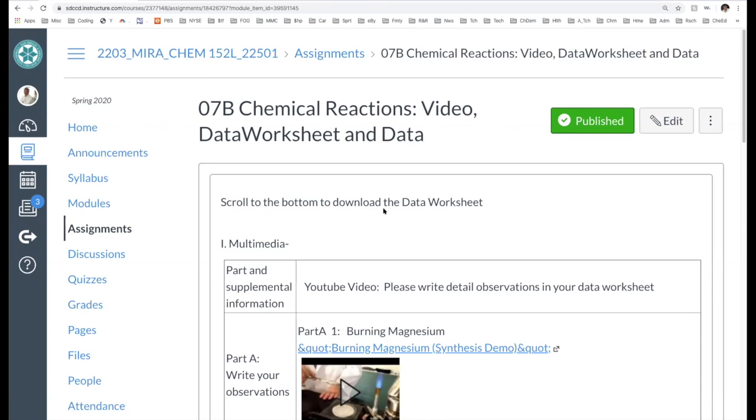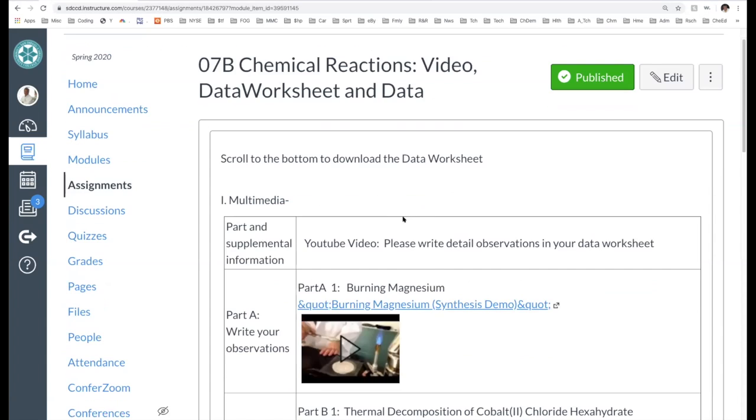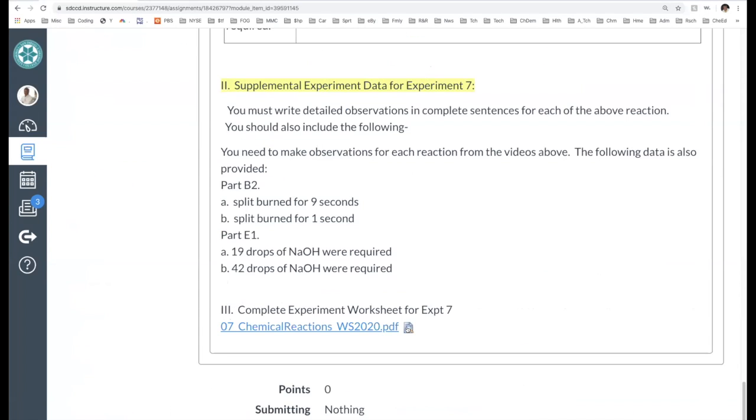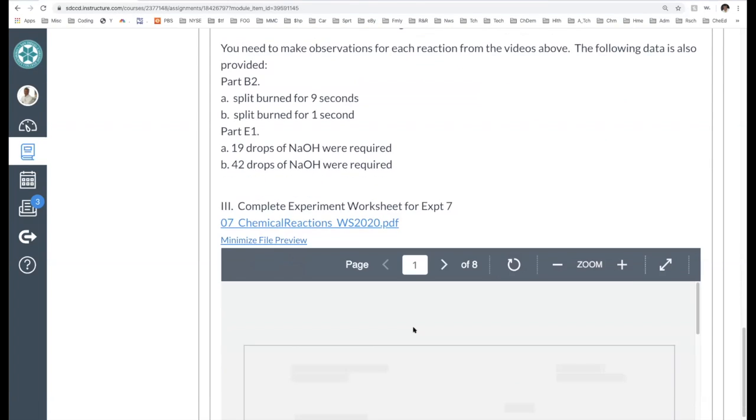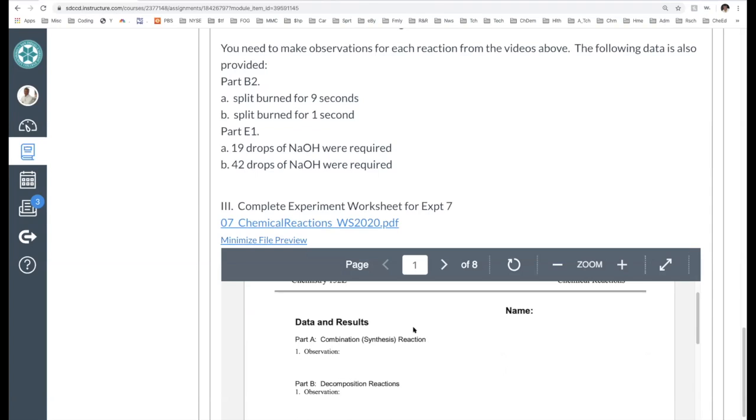Scroll to the bottom to download the data sheet. So if you want to see what the data sheet looks like, and you don't have your lab manual, click this. This is what you guys are going to be filling out as you watch these videos, okay? Again, the better your observations, the better your points will be for each one of these parts.